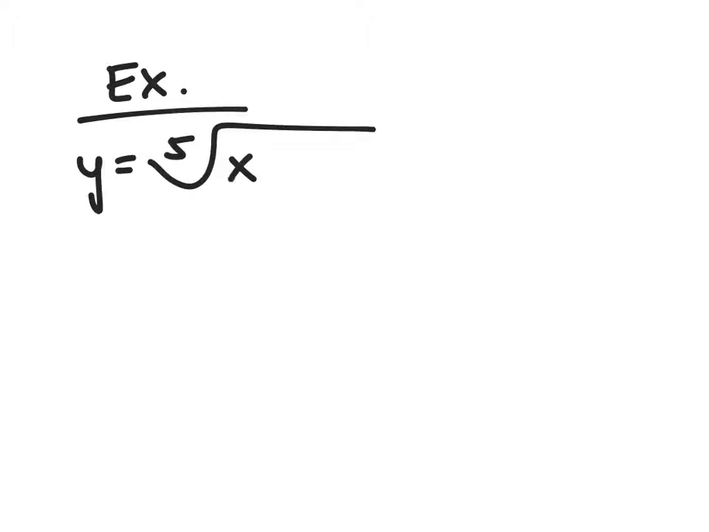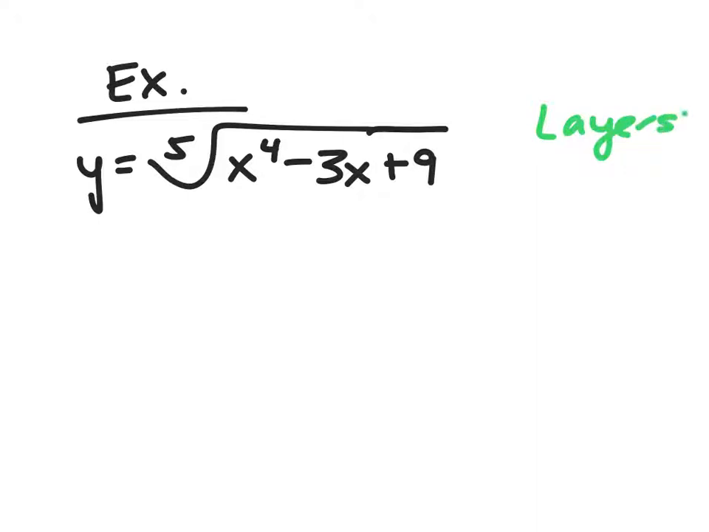So let's look at another one, kind of similar to that, just different example. So let's say I'm given y is equal to the 5th root of x to the 4th minus 3x plus 9. And that's all underneath the root. So again, I'm going to go ahead and list off my layers. So if I think about what the outside layer is, the outside layer would be that 5th root.